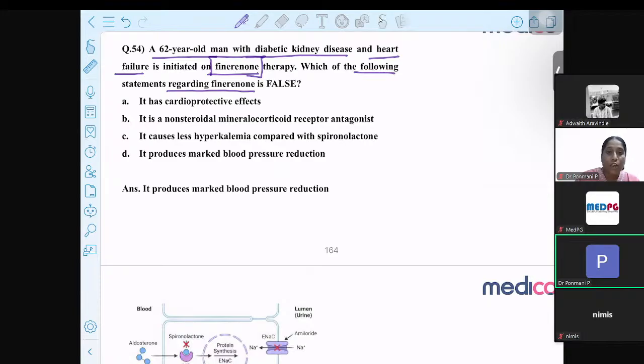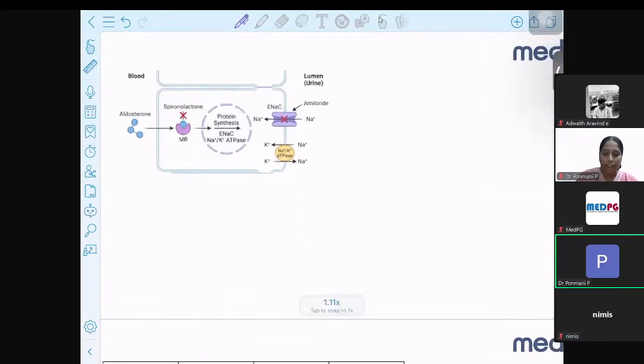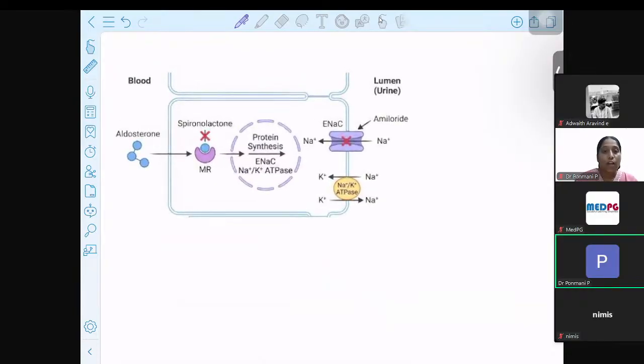So what is finerenone? Finerenone is a mineralocorticoid receptor antagonist. We already saw how finerenone works, right? Yesterday, what did we see? Spironolactone, finerenone, eplerenone, all these are mineralocorticoid receptor antagonists. So it goes and binds to the mineralocorticoid receptor and gets translocated to the nucleus. Once it gets translocated to the nucleus, what happens? It inhibits the protein synthesis.